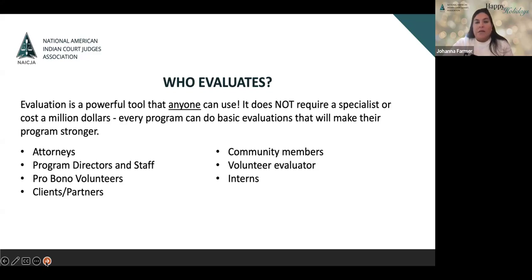So who evaluates? Evaluation is a powerful tool that anyone can use. Across each of your legal services organizations, each one of you is kind of a mini evaluator. It doesn't require a specialist or cost $1 million. Every program does and can do basic evaluations to make your program stronger. These are examples of people that can do evaluation: your attorneys that work in your office, program directors and staff, volunteers, your clients and partners, community members, and interns can all help evaluate your program.